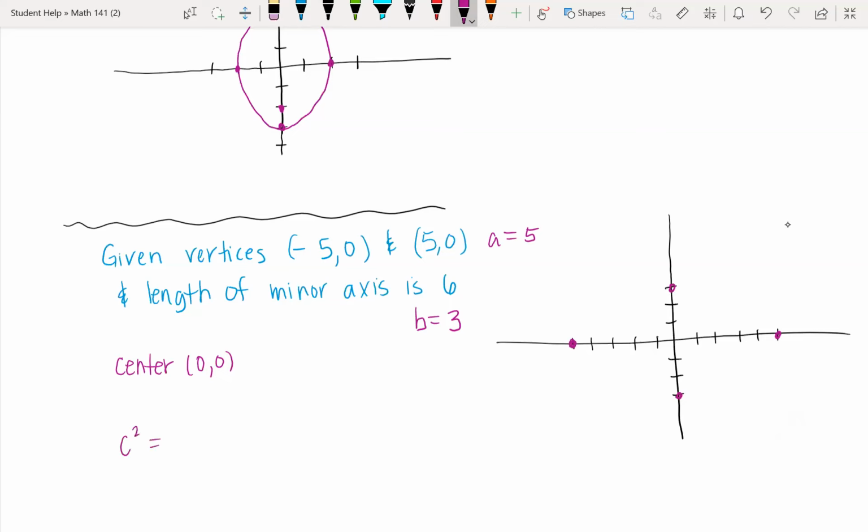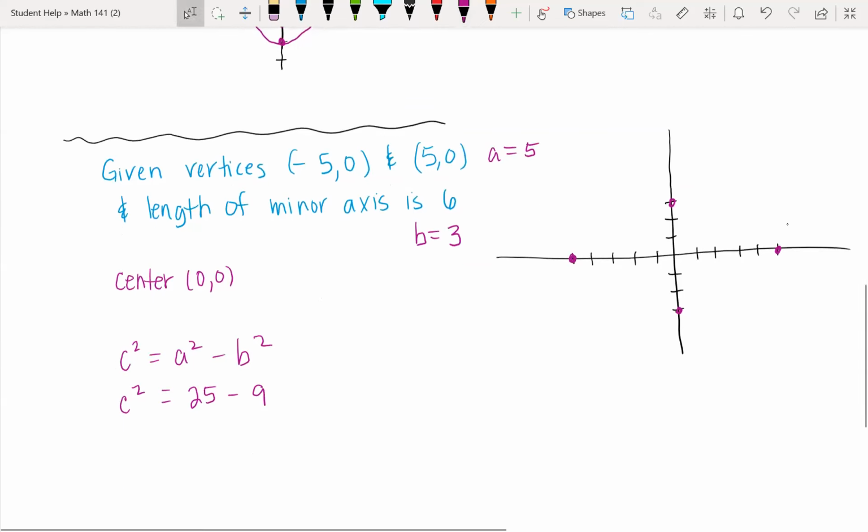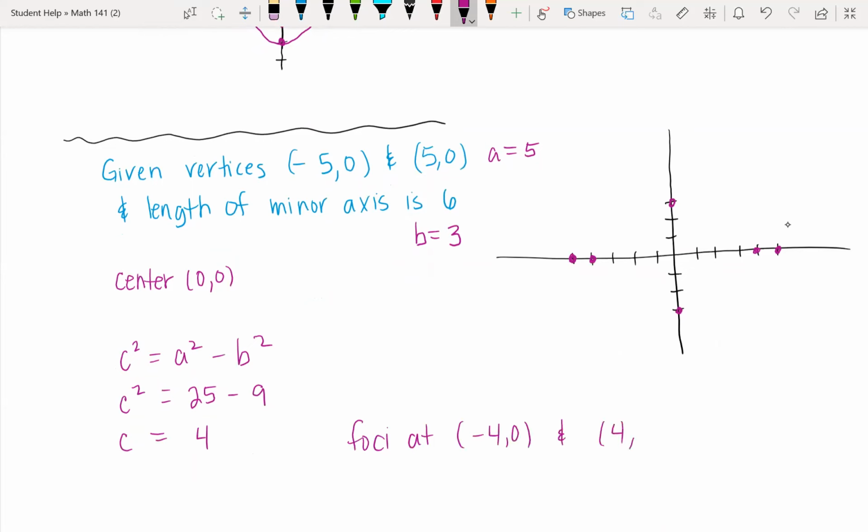And then we'll figure out what C is. C squared is going to be A squared minus B squared. So that'll be 25 minus 9, which is 16. C is equal to 4, right? So the foci are going to be here and here. Negative 4, 0, and 4, 0.